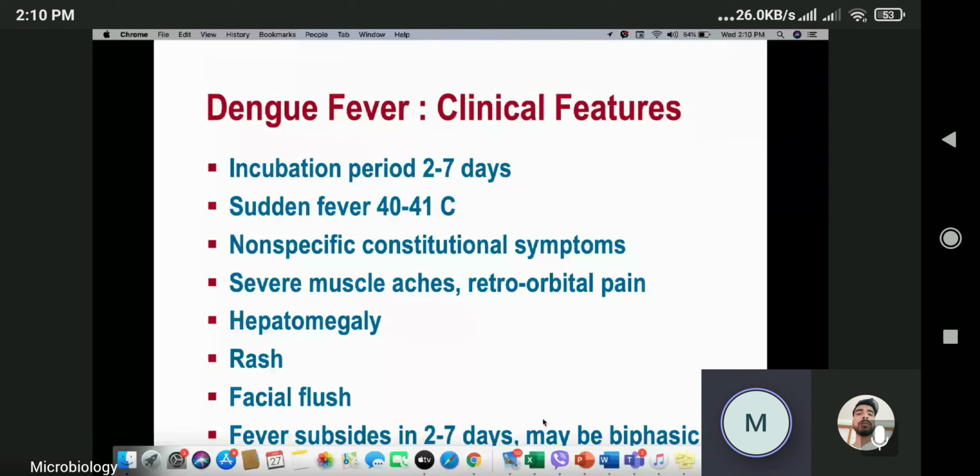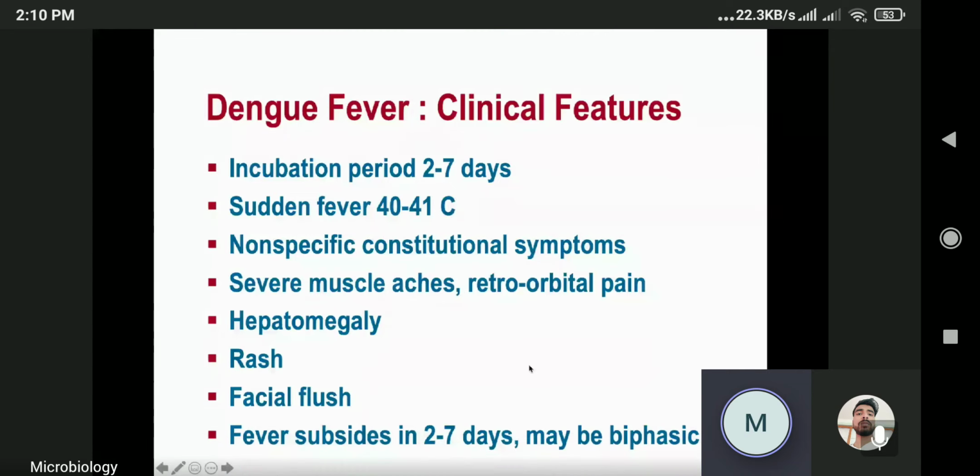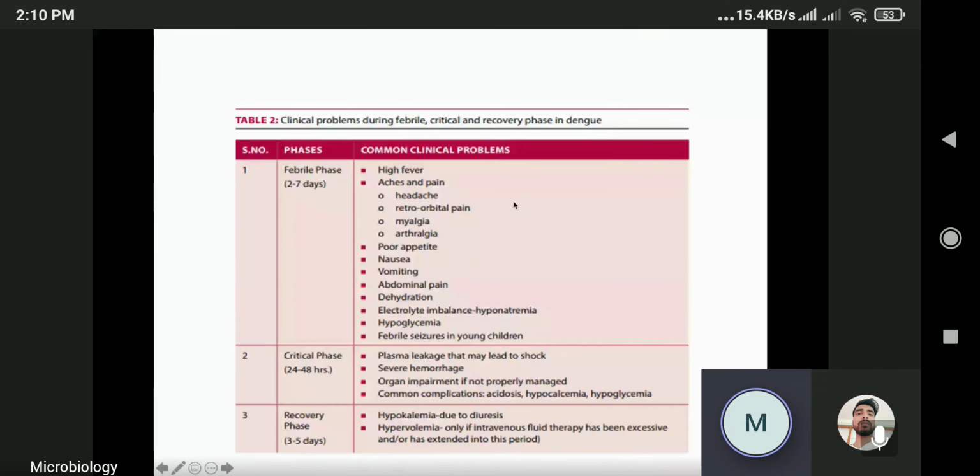Okay, when we discuss the clinical features, we describe the conditions in three phases. One is the febrile phase, critical phase, and the recovery phase. In the febrile phase, the patient will have fever, headache, retroorbital pain, myalgia, arthralgia, poor appetite, nausea, vomiting. Okay, these kinds of features the patient will have.